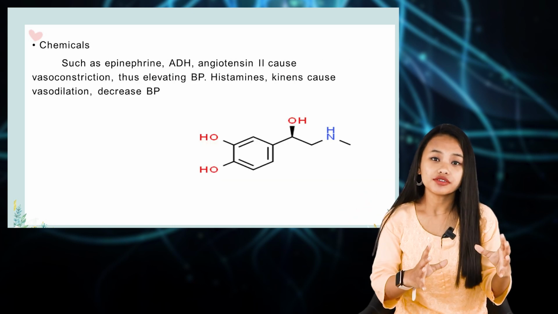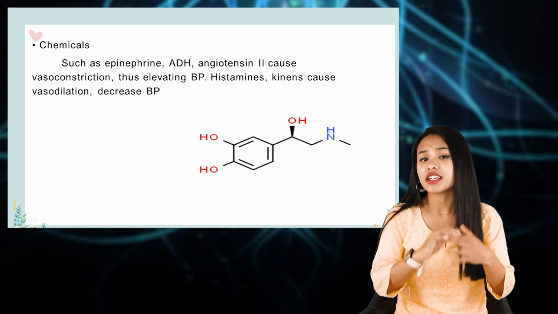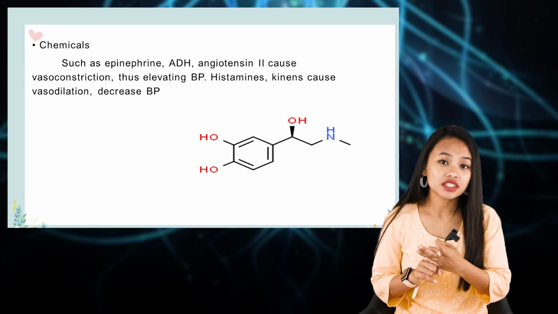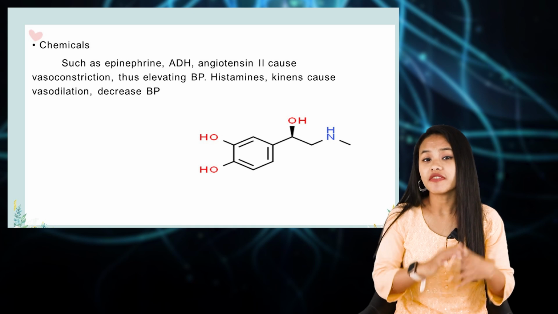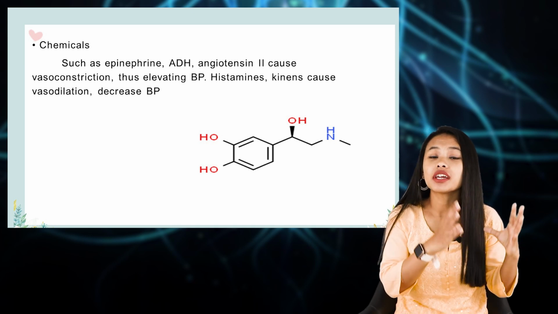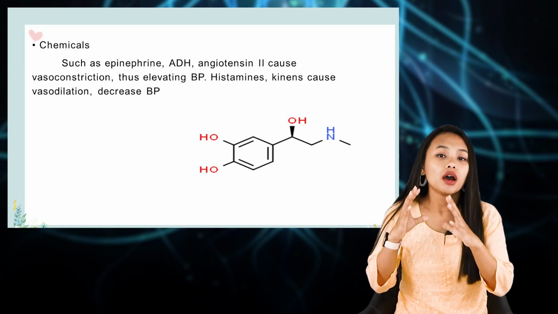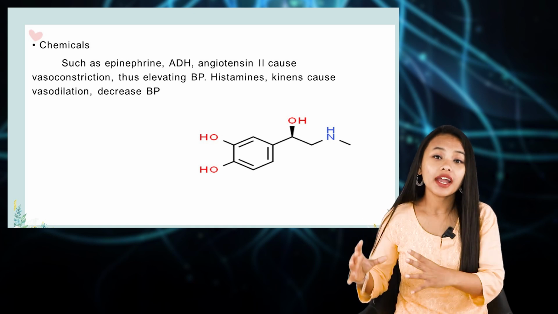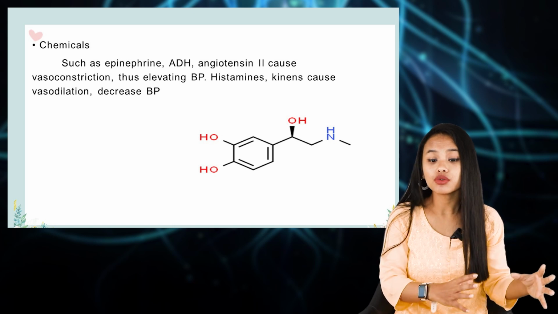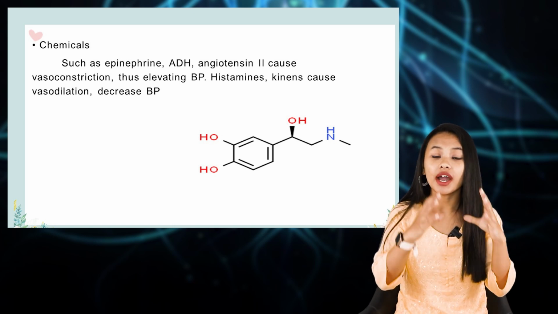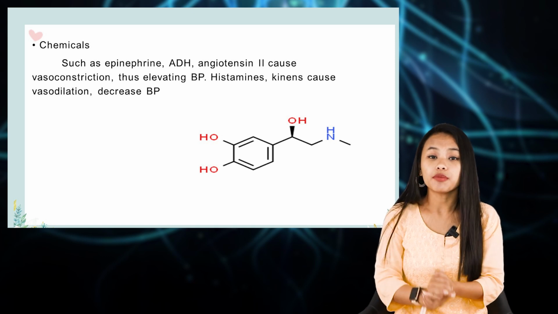And then chemicals, right? Chemicals such as epinephrine, ADH, as well as angiotensin 2 can also cause vasoconstriction, and whenever there is vasoconstriction, this would ultimately lead to an increased blood pressure, right? So if a client is under angiotensin 2 or under epinephrine or ADH, then this can lead to an increased blood pressure.